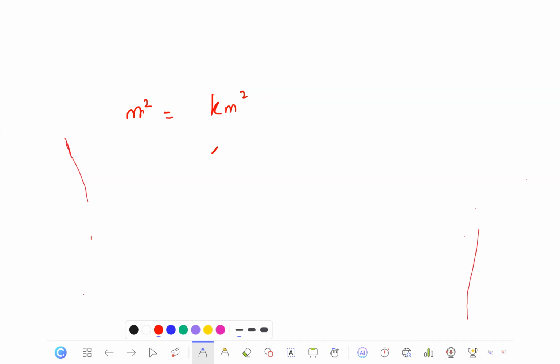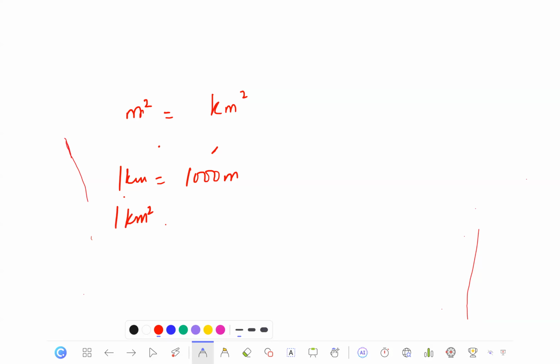So for example, this is a quick detour, but I wanted to make sure that you understand the significance first. Here, we know that 1 kilometer is equal to 1,000 meters. Okay, 1 kilometer is equal to 1,000 meters.